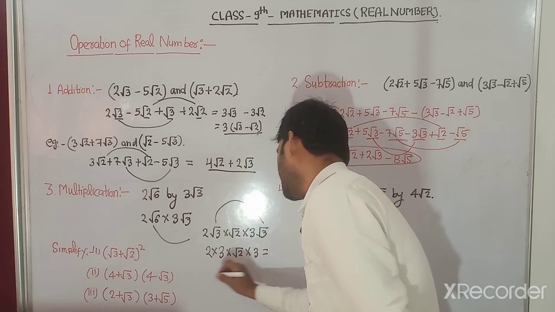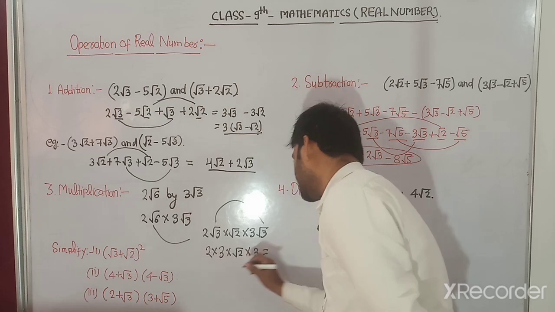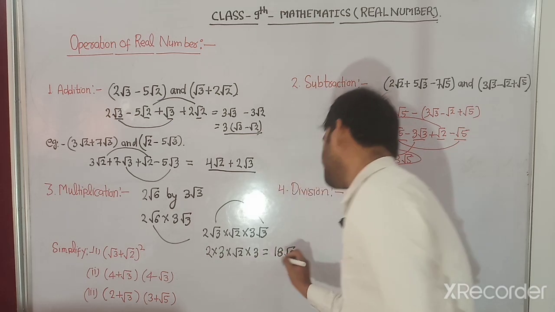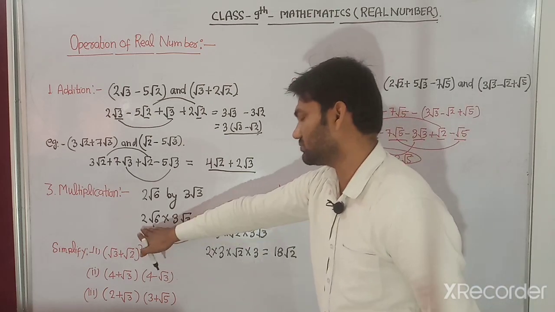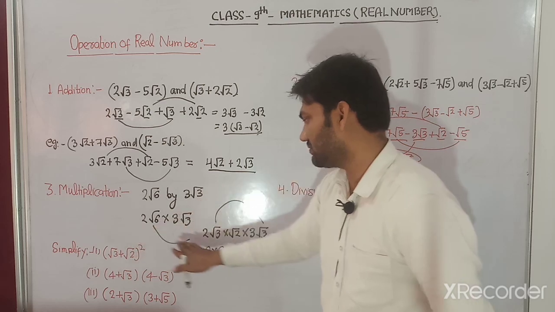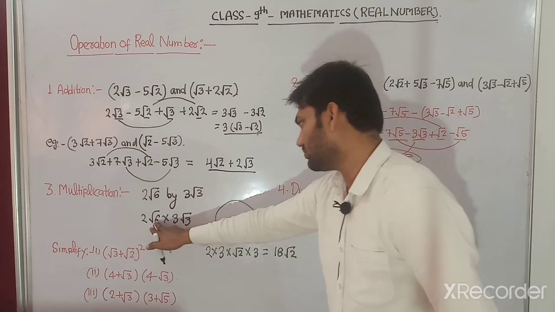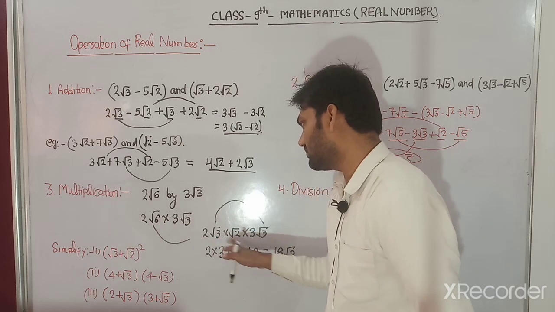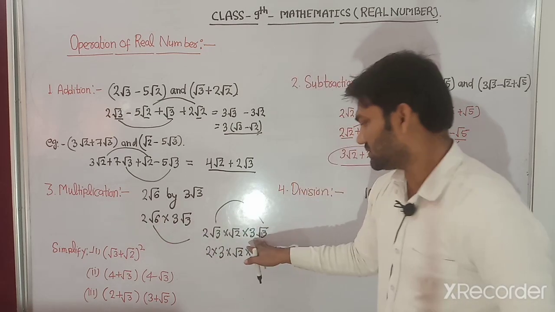Then the answer will be 3 times 2 is 6, and 6 times 3 is 18 root 2. The answer will be 18 root 2, because this is 2 root 6. First, 2 root 6 breaks into 2 root 3 and root 2, because root 6 breaks into root 3 and root 2, and 3 root 3. This is 3 root 3, right?